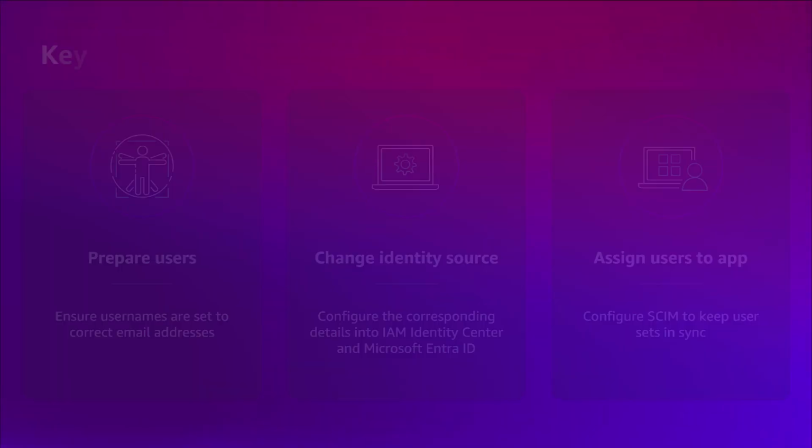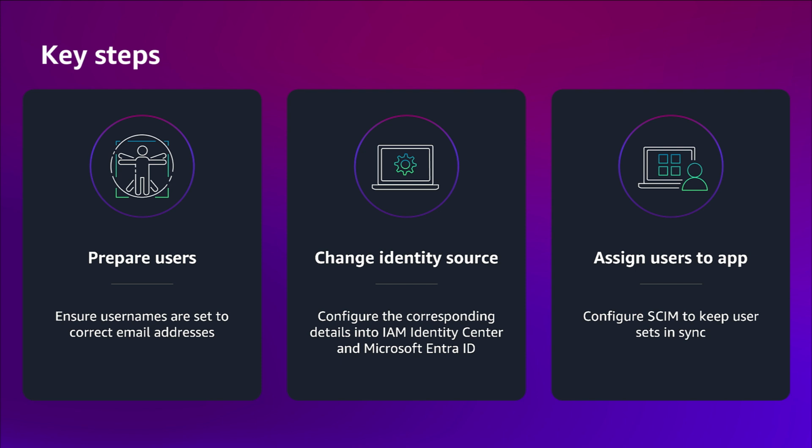As you've seen in this video, changing your identity source to an external identity provider in IAM Identity Center is quick, easy, and safe. You saw me work through all of the required steps. Firstly, I prepared my users and ensured that they had their username set to their correct email addresses. Then I changed the identity source in IAM Identity Center to external provider, and I configured the provided details into Entra ID. Then I configured the corresponding details into IAM Identity Center.